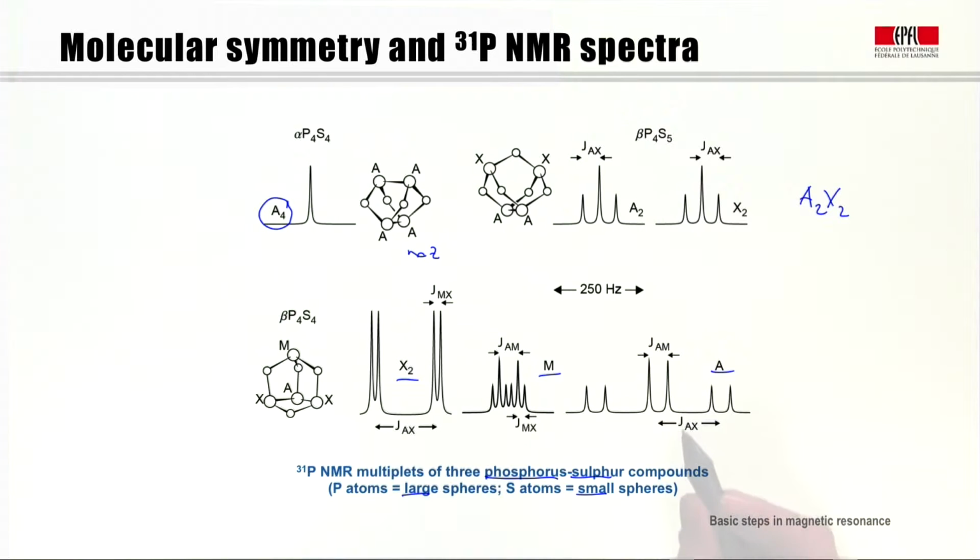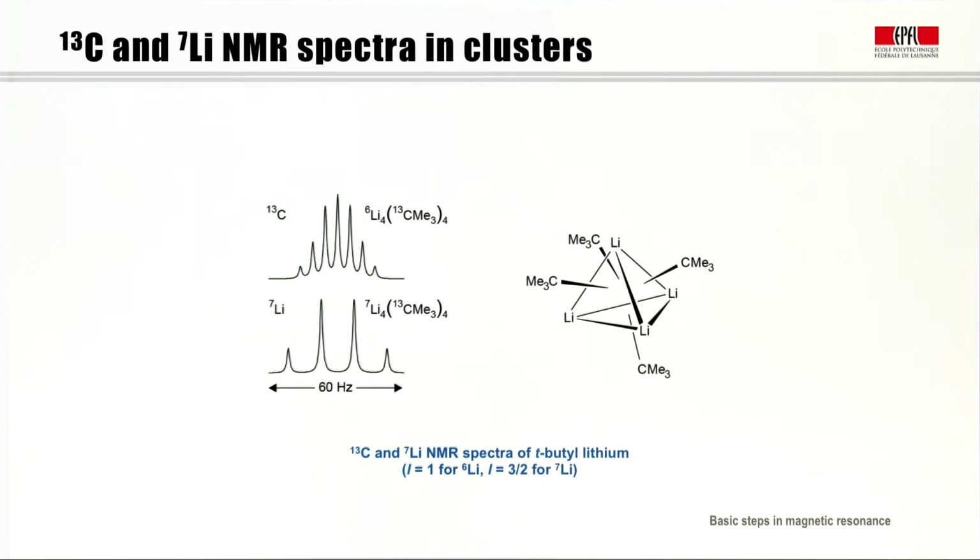for example here in the A multiplet we have a large triplet due to the coupling between A and X. The X are the neighboring phosphorus nuclei, and a smaller coupling, JAM, between the A and the distant M nucleus. So this is a wonderful example of how we can look at the spectra and draw conclusions as to the symmetry of the molecule.